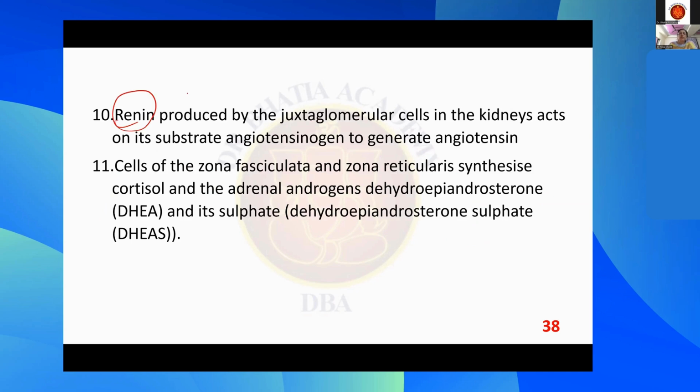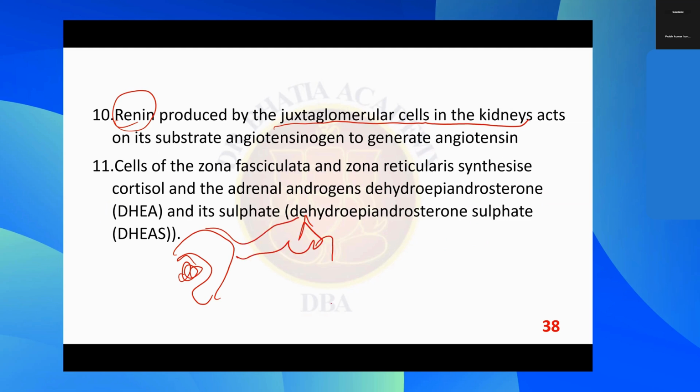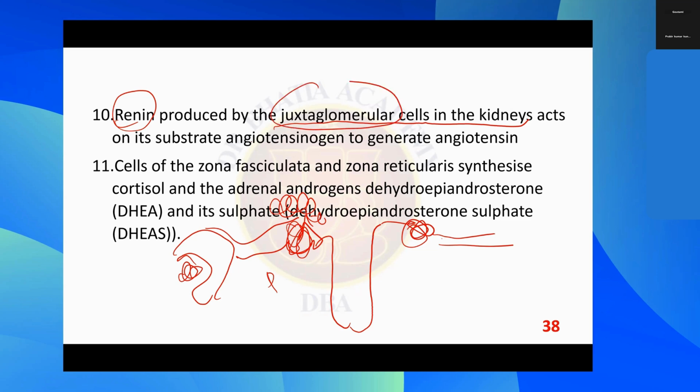Renin is produced from the juxtaglomerular cells in the kidneys. We will probably do the kidneys sometime. So this is the Bowman's capsule, and this is your PCT here, and this is your descending loop of Henle and the ascending limb of the loop of Henle. Then there is a distal convoluted tubule, and this is a collecting duct. Just next to the PCT, there is a collection of cells in the blood vessels called the juxtaglomerular cells. Juxta means near, so near the glomerulus, there are cells known as juxtaglomerular cells.